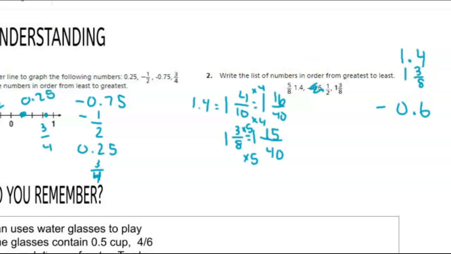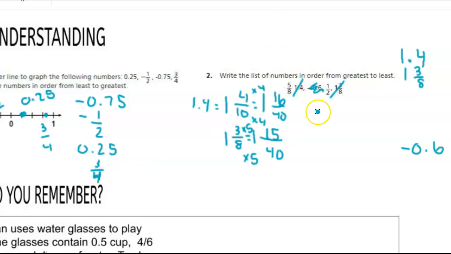And I put those way too close together to that one. So I'm going to go ahead and erase that one to remember it for later. And I'm going to move it down here. So I have 1.4 done. I have 1 and 3/8 done.